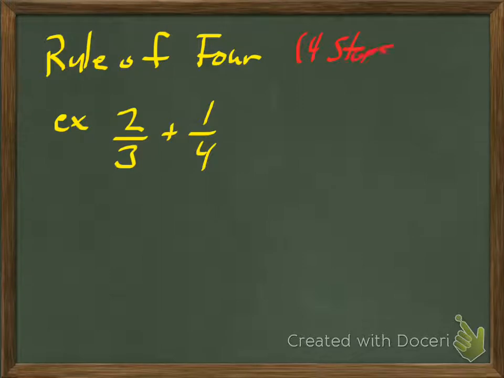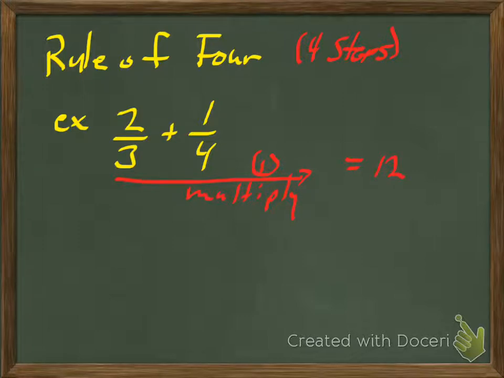One way, which is very algorithmic, is called the rule of 4. It's called the rule of 4 because it has 4 steps. So I'm going to walk you through that. Imagine we have 2/3 plus 1/4. Here's what you do. For the rule of 4, you just multiply the 2 bottoms together. So we're going to start by multiplying 3 times 4, and that'll give us 12.